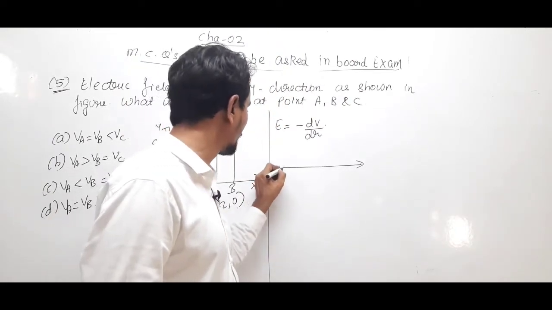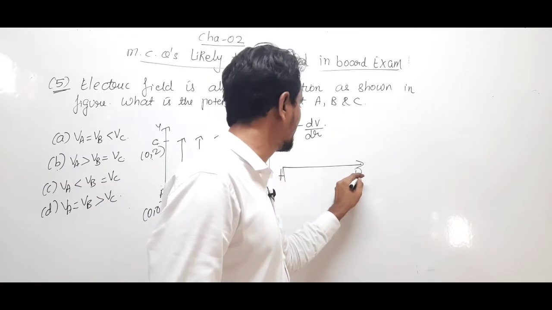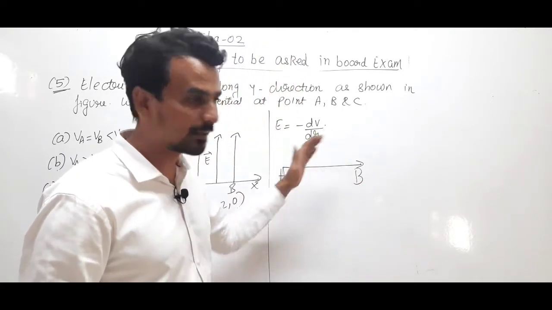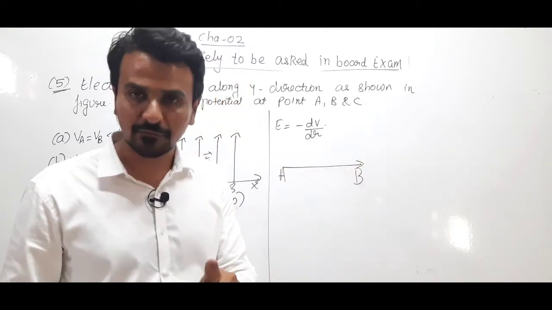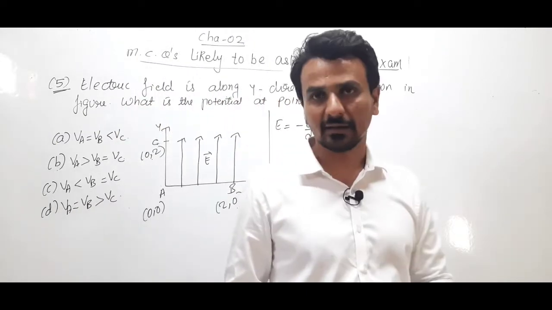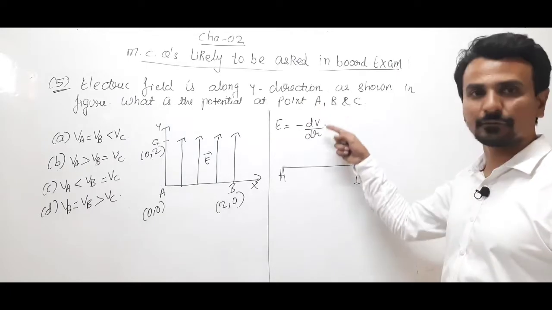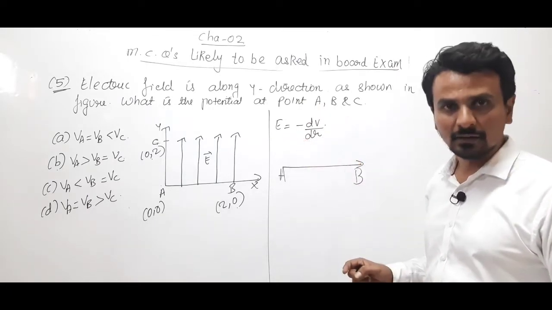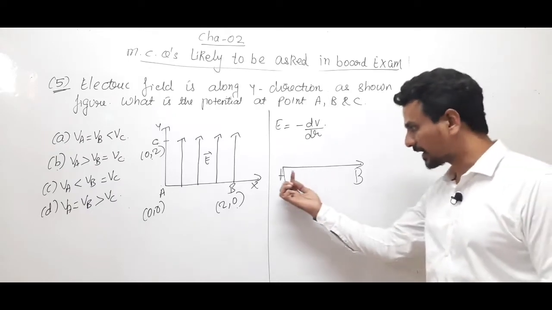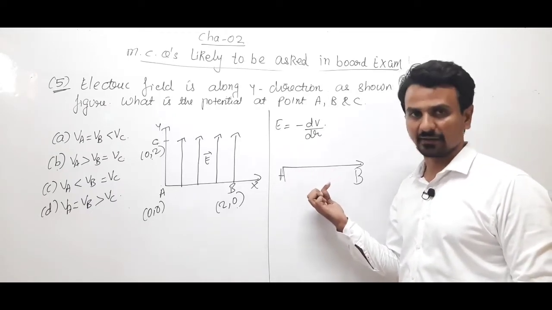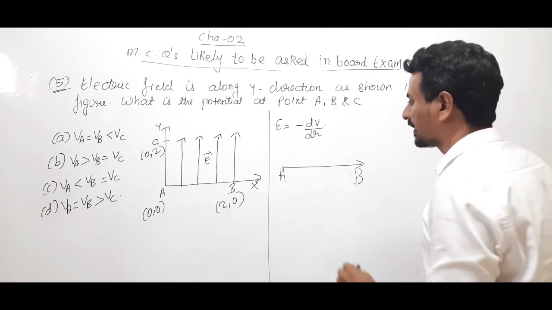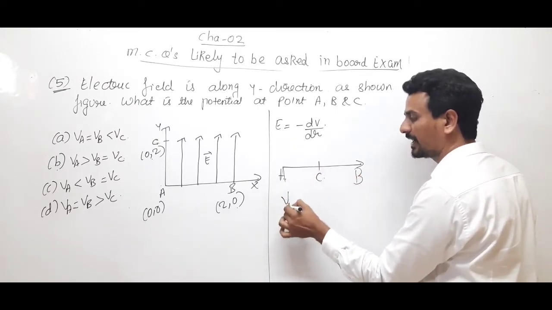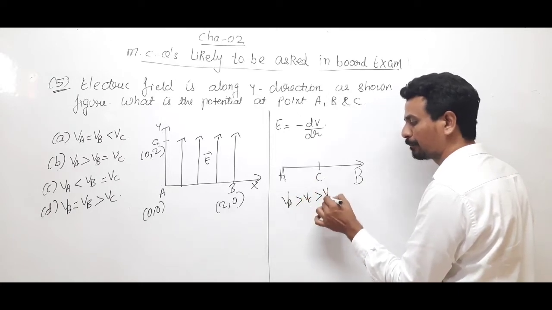That means if I am going from point A to point B, that means I am moving in the direction of electric field, then potential will decrease, right? That is, negative of rate of change of potential with respect to distance is equal to electric field. Clear? So if you are moving in the direction of electric field, potential will decrease. Okay, fine. That means presently, suppose if these three are the points, then VA greater than VC greater than VB.